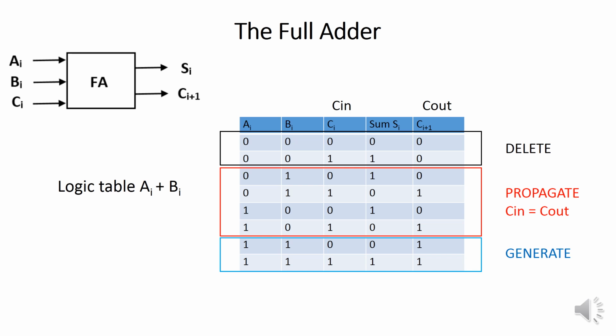The carry generate scenario is the one delineated in the last square. Note that in this case the carry output is always 1.